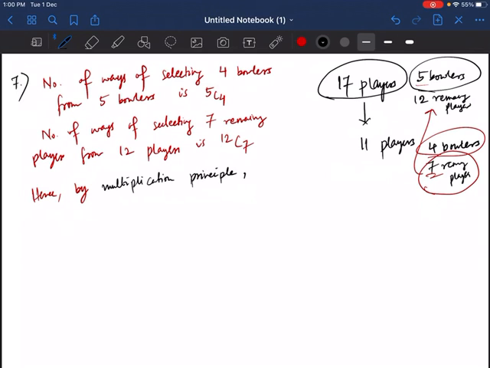the required number of ways is equal to 12C7 into 5C4. This is what we have. You see at the down, 7 plus 4 is 11, and obviously we need 11 players to form a team, and 12 plus 5 is 17, and 17 was the total number of players we had. So this will give us our answer.